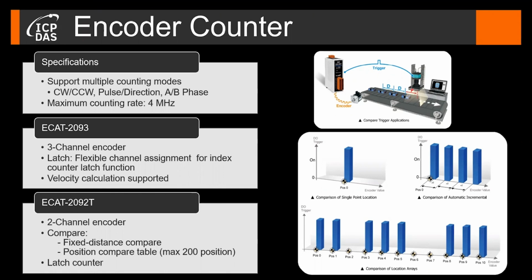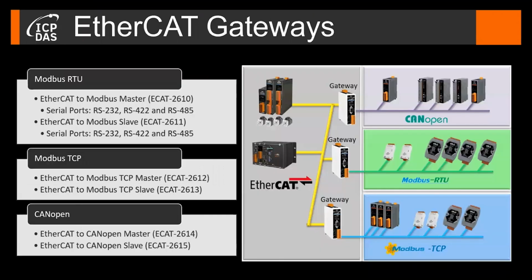The ECAT 2092 supports a multitude of position compare functionalities to meet the different requirements in the automation industry. It has single compare and fixed distance compare. In addition, up to 200 compare positions can be directly stored in the module.